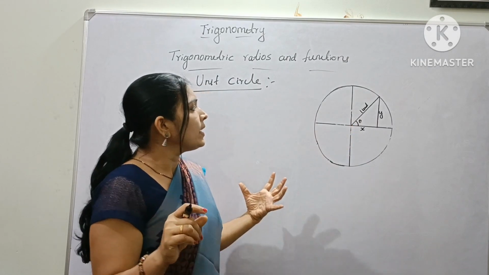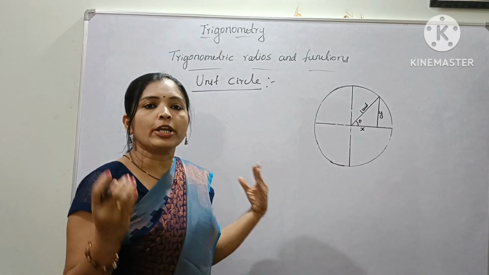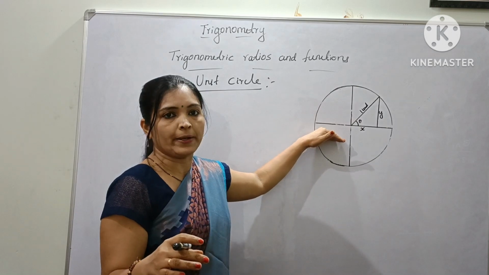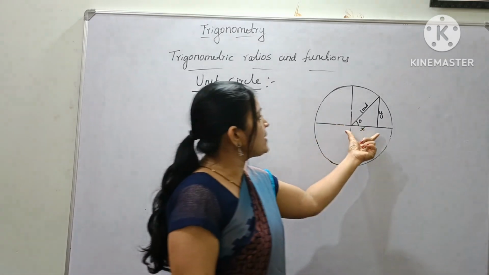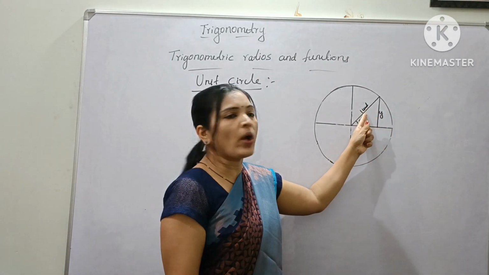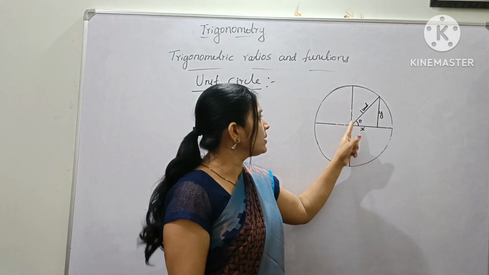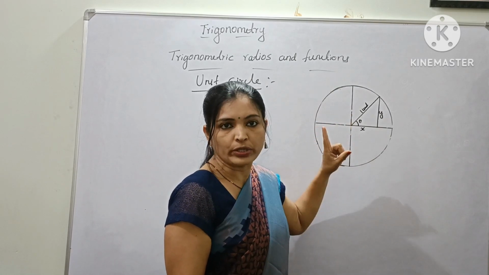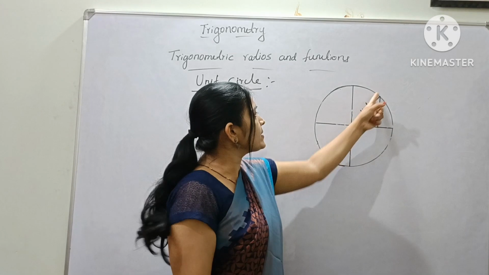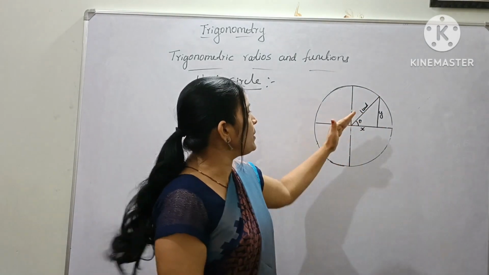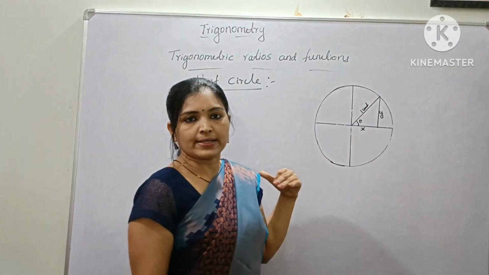Now let us find the trigonometric ratios. What are the trigonometric ratios in unit circle? Here let this length be x and let this length be y. It is 1 unit, it is a unit circle, and unit circle means circle of radius 1 unit. So it is the radius, right? Let theta be the positive angle between the ray and the x-axis.